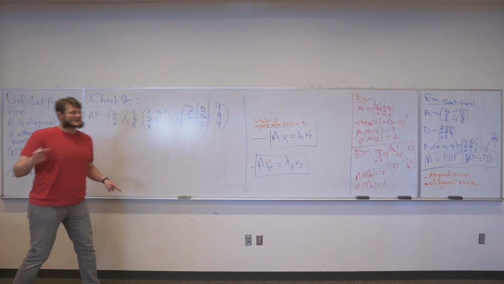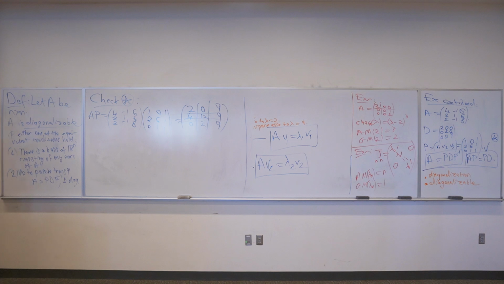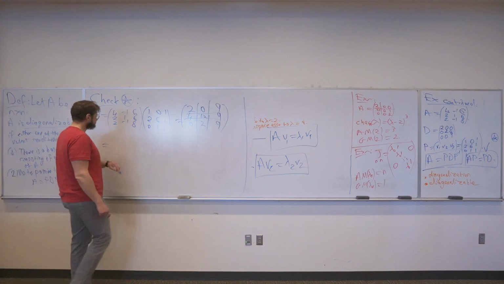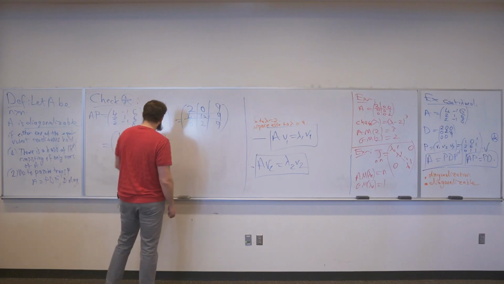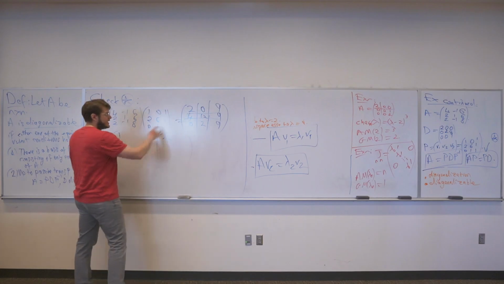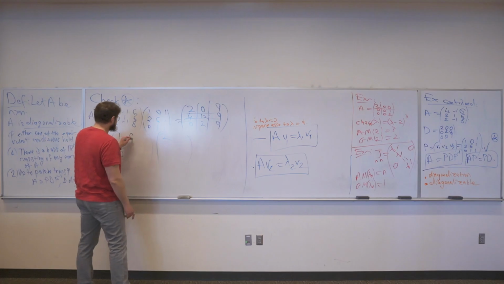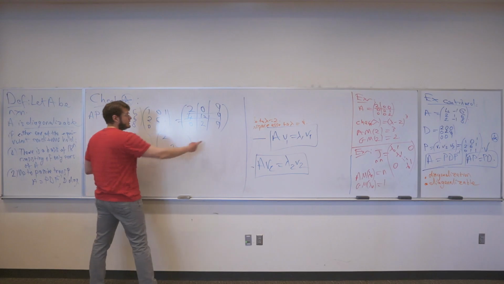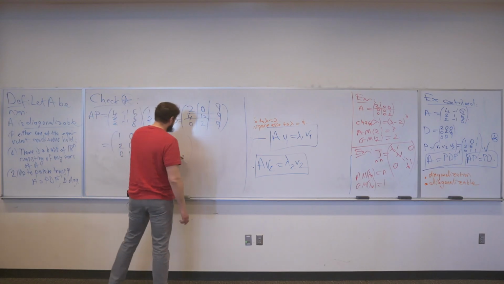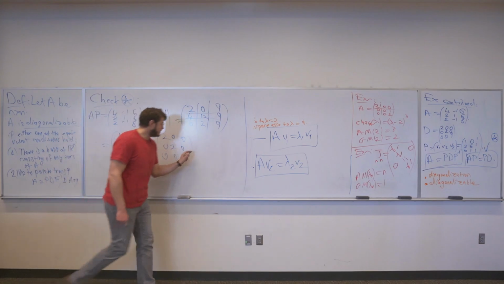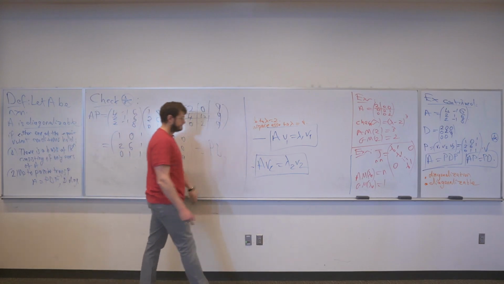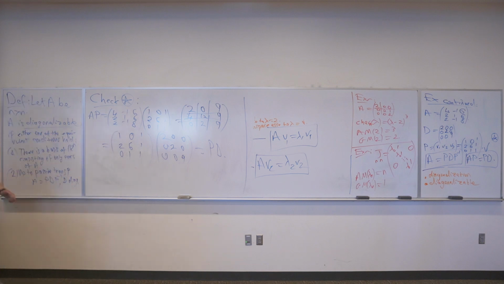Well, row operations was left multiplication. Column operations are right multiplication. So for instance, if I want to get this, I can just scale it like so. And then I want to divide this by 2. Like this. That's a 2. Then I want to divide this by 9. That's a 9. Which is P times D.